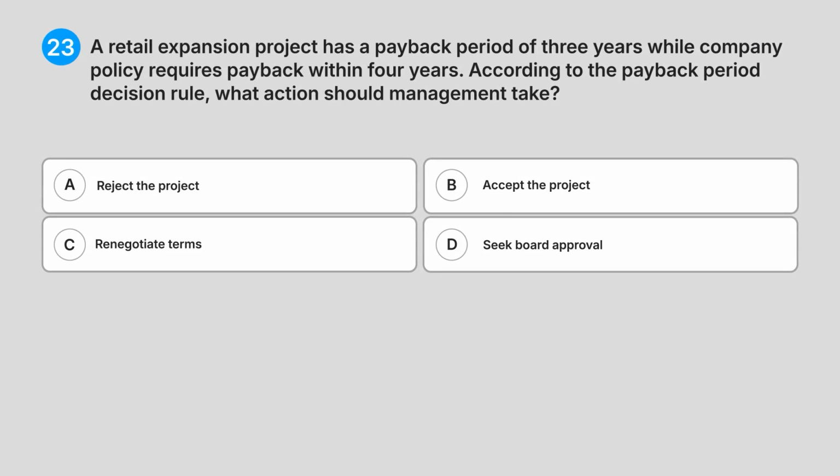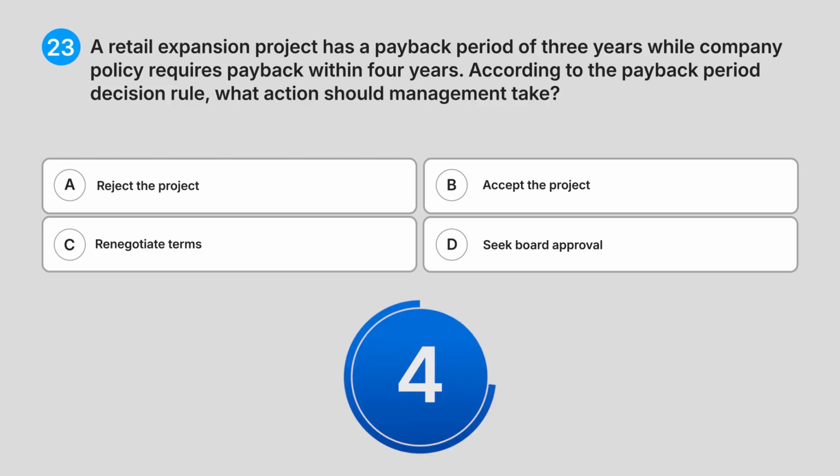23. A retail expansion project has a payback period of 3 years, while company policy requires payback within 4 years. According to the payback period decision rule, what action should management take? A. Reject the project. B. Accept the project. C. Renegotiate terms. D. Seek board approval. Can you guess the answer?